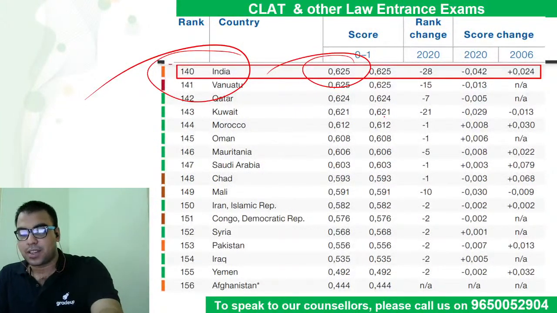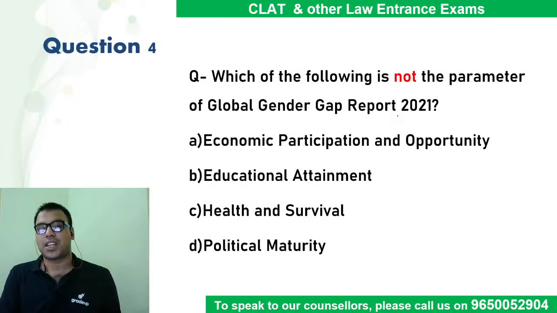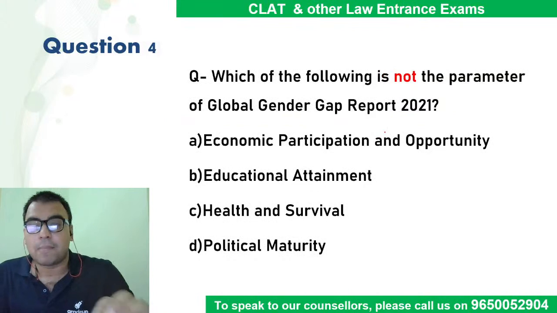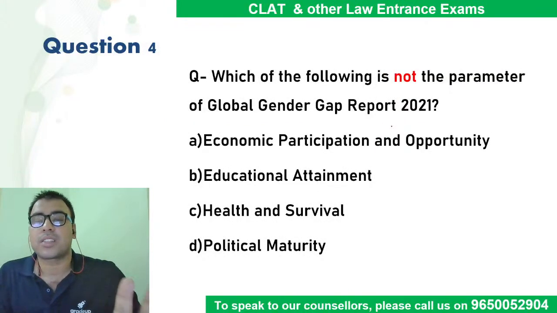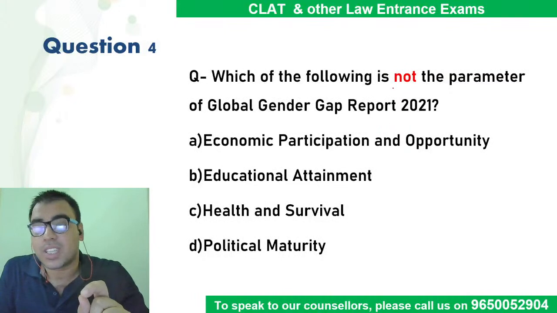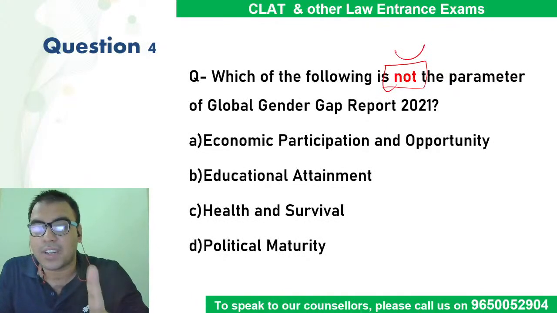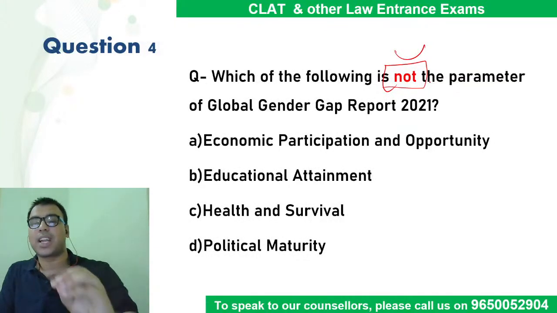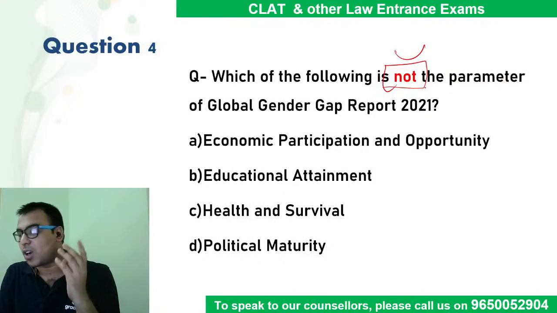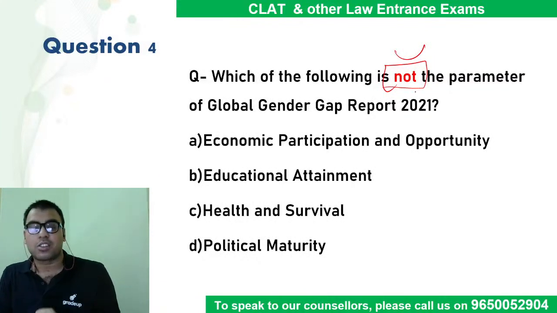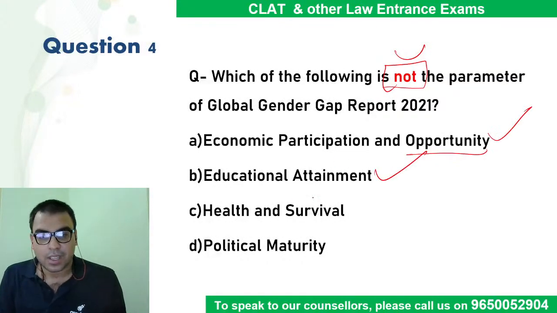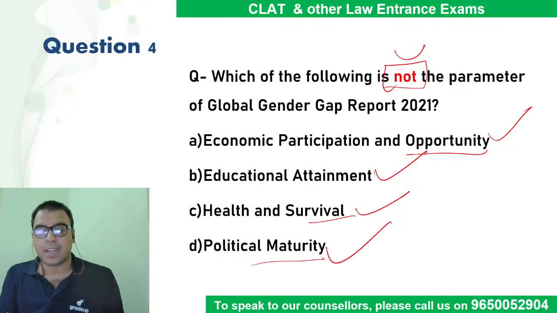Okay, now let's move on to the fourth question. Which of the following is not a parameter of the Global Gender Gap Report 2021? Please be cautious whenever you attempt any mock test or go into the exam to read the "not". I have deliberately made it red, but in the exam they will not change the color. So there are chances that people forget to read the "not", and the answer becomes wrong. The options are economic participation and opportunity, educational attainment, health and survival, and public political maturity.